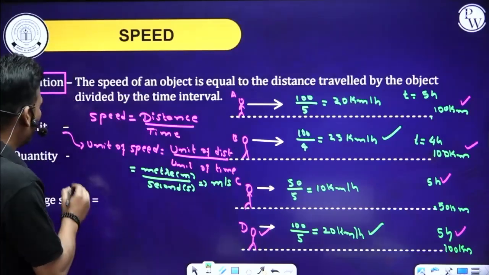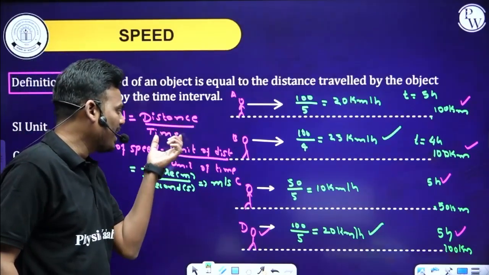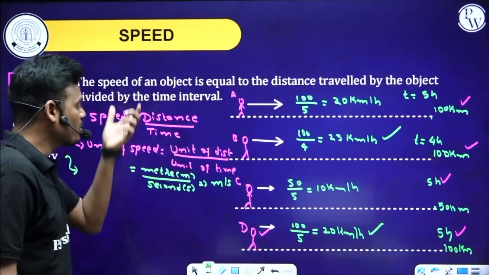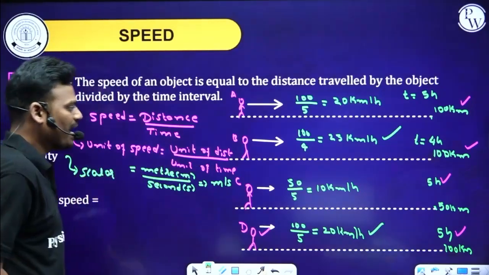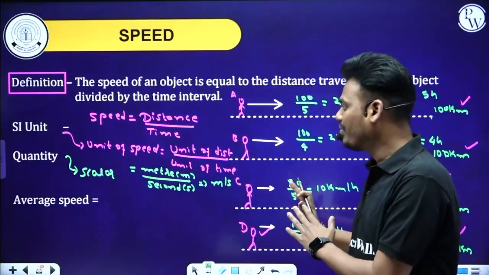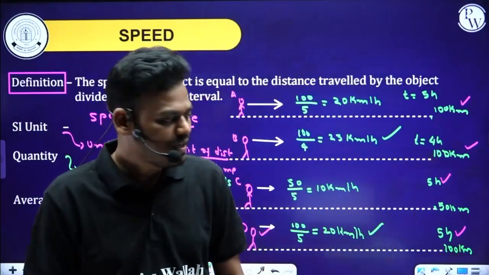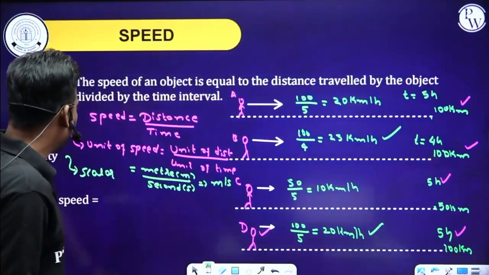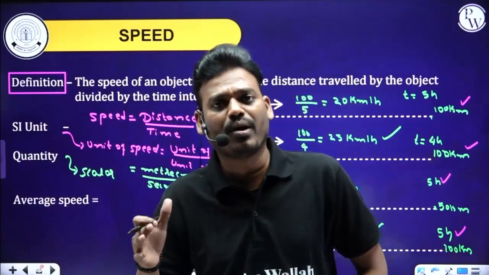Okay. And the quantity does not depend on a direction. Why? Because distance is a scalar and time is also scalar. Therefore, the speed is also scalar. Because we have not considered any direction, right? We are just showing the motion of the body, but we have not specified the direction. Getting my point?